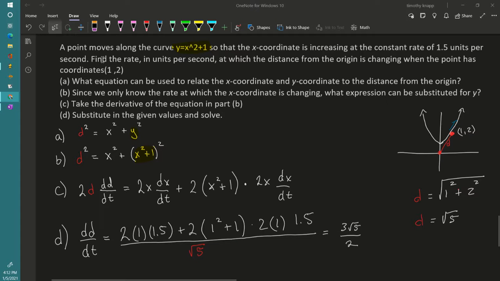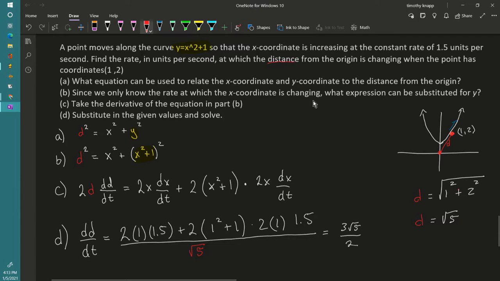Hi there. So this is a tricky question. It's actually a related rates question. It says a point moves along a curve, and they gave us the curve. This is this parabola here, so that the x coordinate increases at a constant rate of 1.5 units per second, right? Question is find the rate at which the distance from the origin is changing, okay?